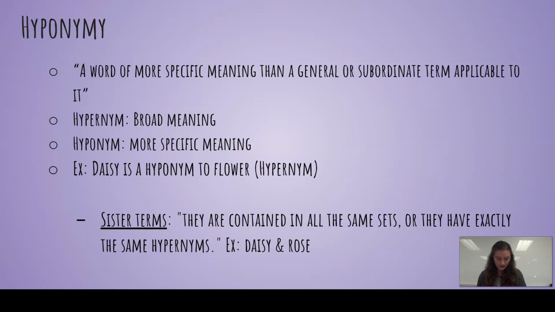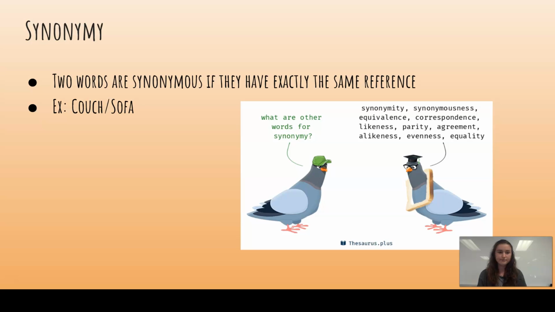An example of this is a daisy and a flower. Daisy is a hyponym to the flower because it is a specification of the flower, which is the broader category or the hypernym. With this come sister terms, which means the words are in the same sets and have the same hypernym. For example, daisy and rose are sister terms because they are specifications of the broader term flower.